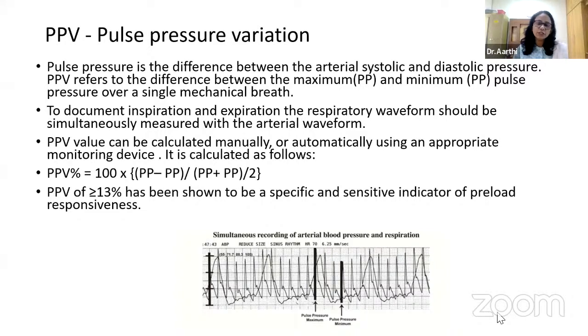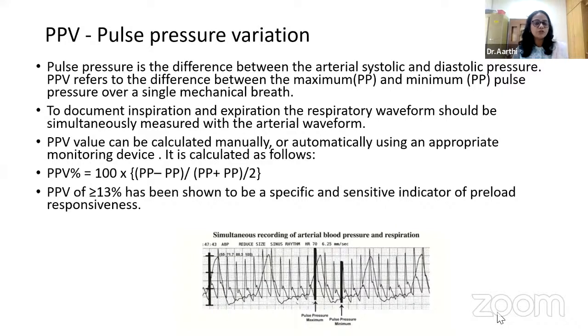So to document, the inspiratory and expiratory respiratory waveform should always be simultaneously analyzed when you're assessing for a pulse pressure variation with an arterial waveform. So pulse pressure variation can be calculated manually or automatically. So these are the calculations which are done manually. So almost all advanced monitors have automatic devices to calculate the pulse pressure variation.